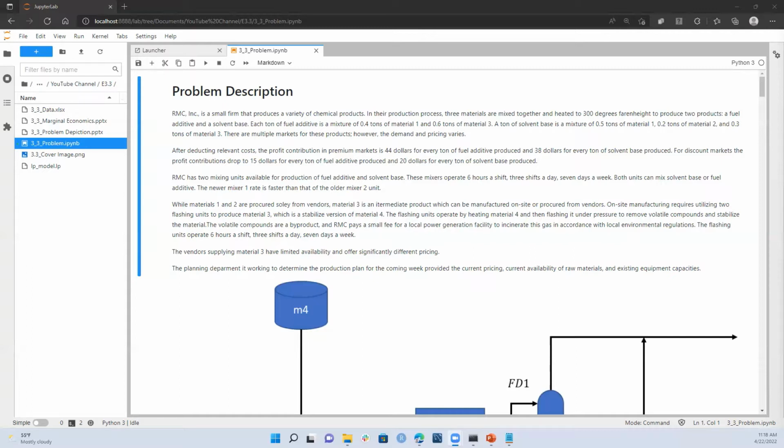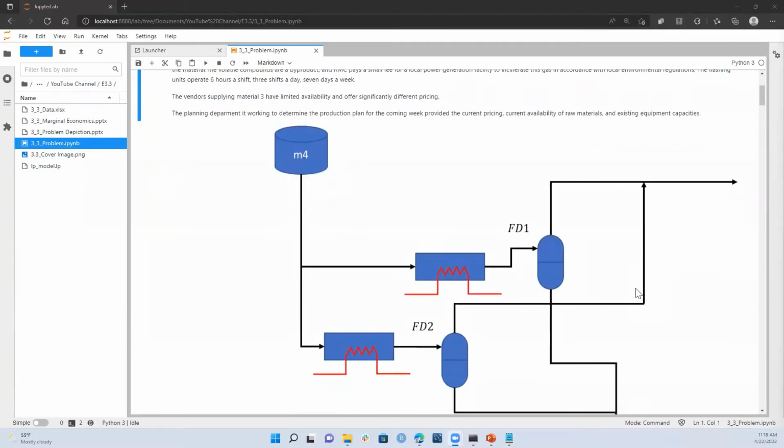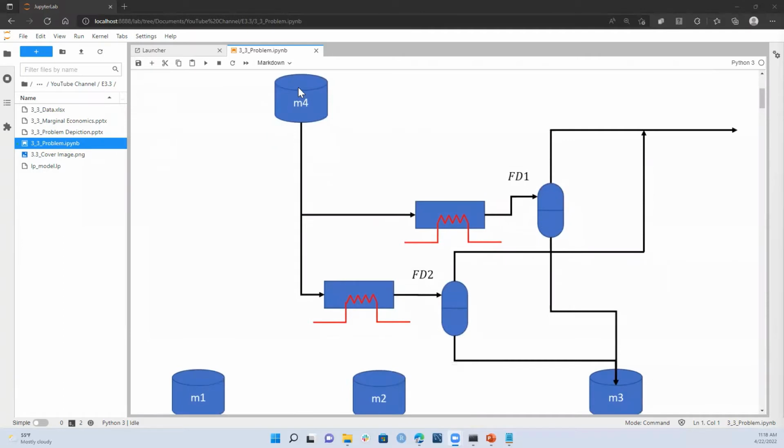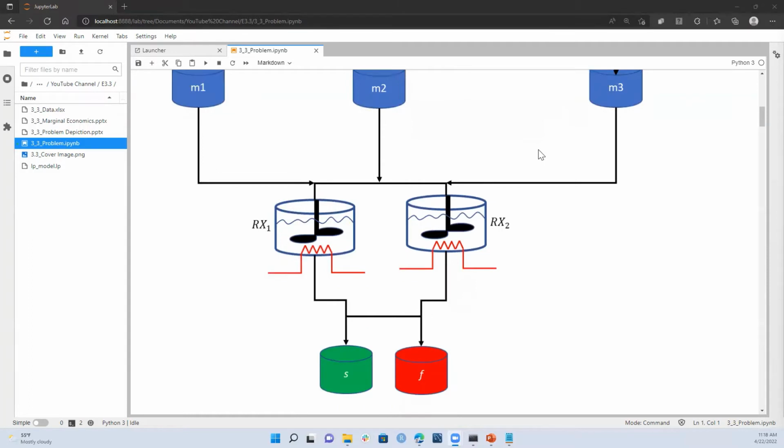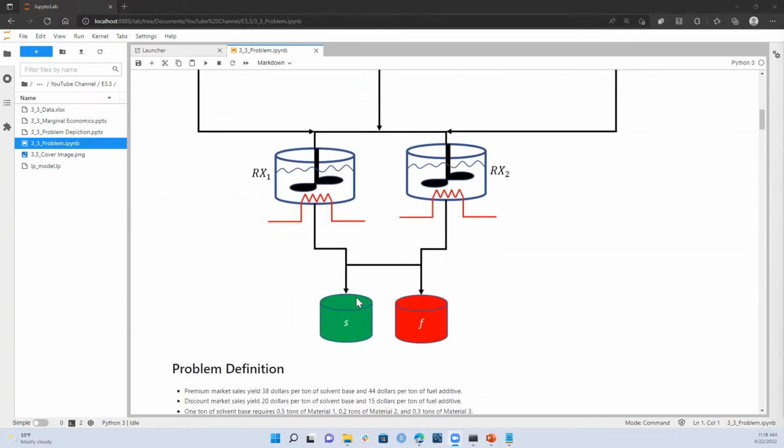The planning department is working to determine the production plan for the coming week, provided the current pricing, current availability of raw materials, and existing equipment capacities. The depiction of the problem statement above is shown here. As you can see, we have our raw material 4, which is fed to flashing units 1 and 2 to produce material 3 and our byproduct gas. Materials 1, 2, and 3 are then mixed in either units RX1 or RX2 to produce our products, a solvent base, or a fuel additive.